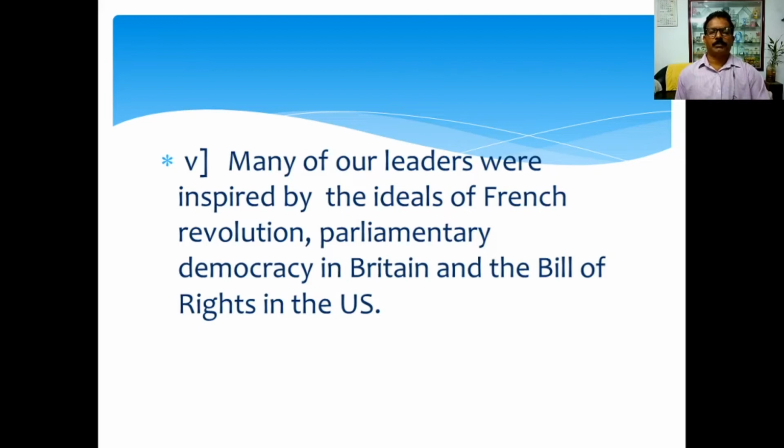They took ideas from the parliamentary democracy in Britain, from the French Revolution, and also from the Bill of Rights in the US. So, when we made the Constitution for India, we got ideas from the French Revolution, from Britain, and from the Bill of Rights in the US, and those who made the Constitution of India borrowed from many other countries' constitutions. Many items we have taken even from other countries' constitutions. Something which is considered best from other constitutions was taken, in order to make our constitution more acceptable.